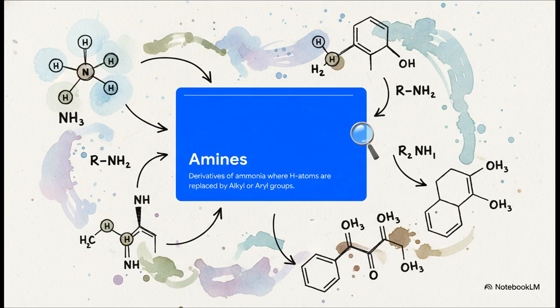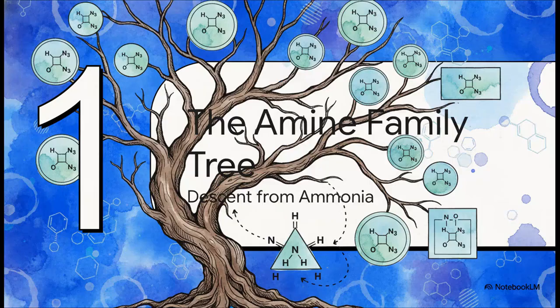Seriously. Every single amine out there, no matter how wild and complex it looks, can trace its roots right back to that simple little molecule. They're all just ammonia, where one or two or even all three of those hydrogens have been swapped out for a carbon group. So let's really lean into this whole family tree idea to see exactly how this works.